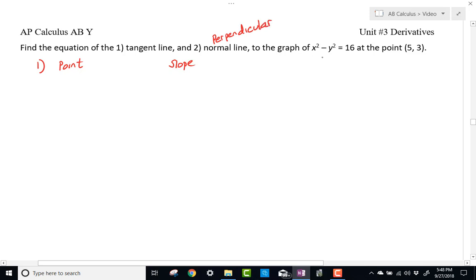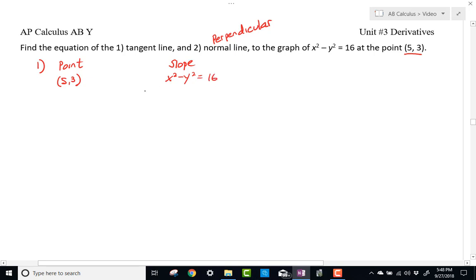And it says to the graph of x squared minus y squared equals 16. And they were so nice they even gave us the point 5, 3. So my point is 5, 3. So I need a tangent line for that, which means I do need a slope. So for my slope, I'm going to take x squared minus y squared equal to 16, and I'm going to take the derivative of this.